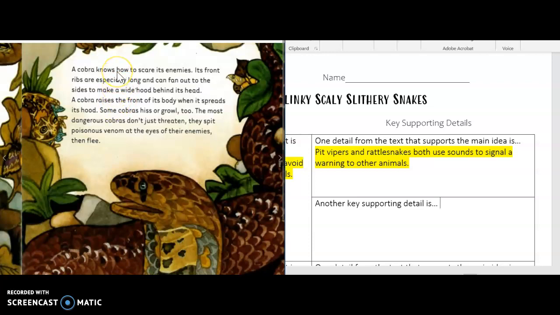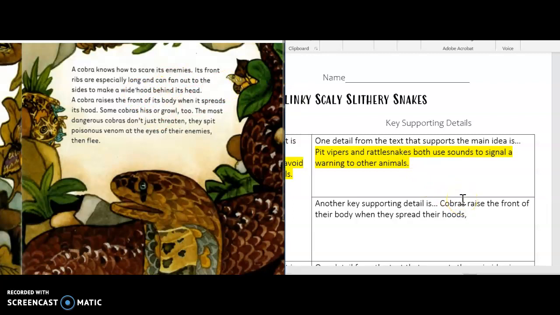So what I learned about the cobra, and this is a little bit of my background knowledge too, I knew that it fans out and creates that hood, but let me go into my graphic organizer. Cobras raise the front of their body when they spread their hoods. You know, I didn't know that it was called a hood, but I learned that here in the text.